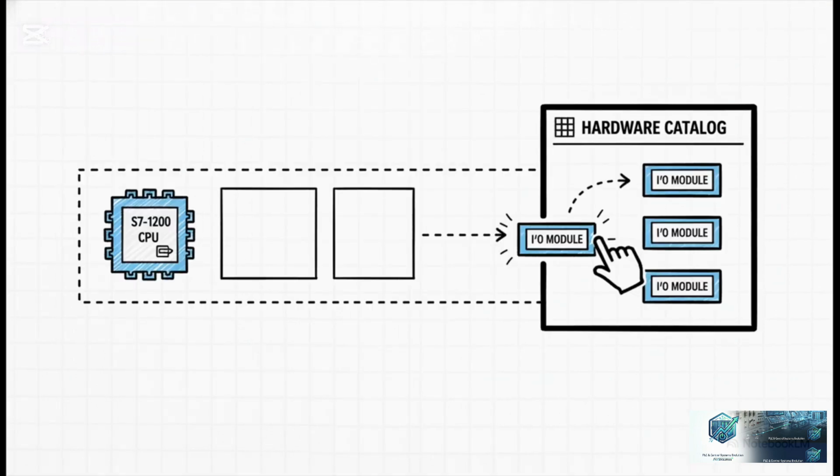But what if your project needs more? What if you have, say, 20 sensors but only 14 inputs? No problem at all. You see that hardware catalog on the right side of the screen? You just find an extra input module, and you literally just drag it and drop it onto the virtual rack next to your CPU. It just snaps right into place. Expanding your system is that easy.